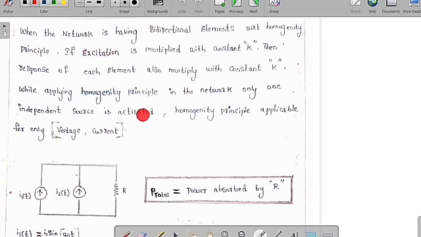And this homogeneity is applicable only in that network where only one source is present; then only this principle is applicable. So when the network has bidirectional elements, with respect to the homogeneity principle, if the excitation is multiplied with constant k, then the response of each element is also multiplied with constant k. While applying the homogeneity principle in the network, only one independent source is activated. The homogeneity principle is applicable only for voltage and current, but not for power.